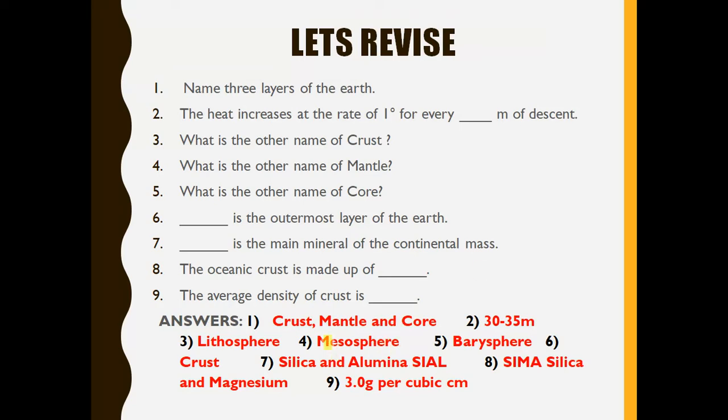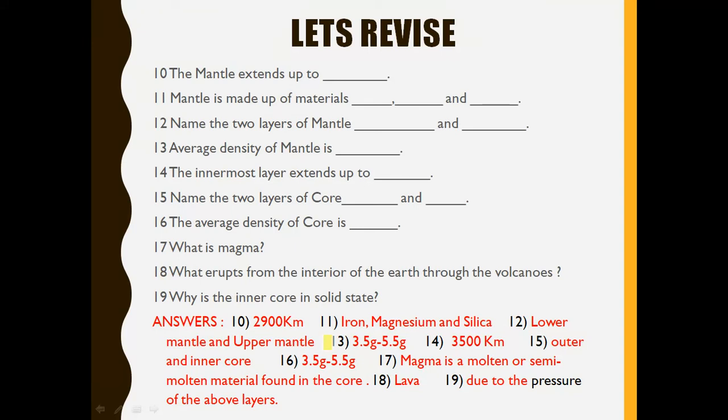Question number 9. What is the average density of the crust? About 3 grams per cubic centimeter. Some more questions for you. Mantle extends up to 2,900 kilometers. Question number 11. Mantle is made up of which three materials? Iron, magnesium, and silica. Name the two layers of mantle: lower mantle and upper mantle. What is the average density of mantle? 3.5 grams to 5.5 grams.